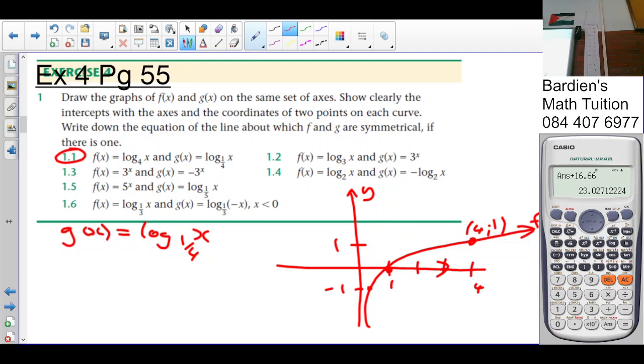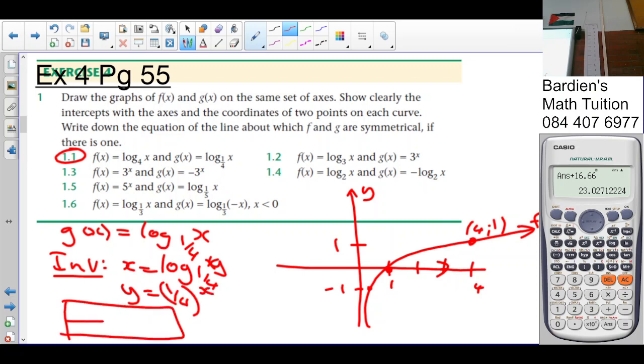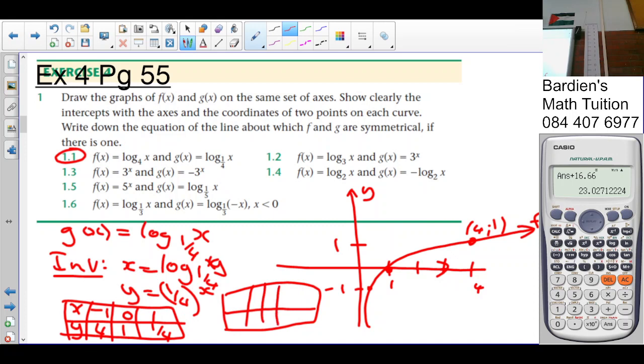You understand? So again, what do we do for the inverse function? Interchange x and y. So it's going to be x is equal to log x base a quarter. So log y base a quarter. So y is equal to a quarter raised to the exponent x. So again, we draw the table for the inverse function. That is then going to give us 4, 1 and a quarter. So for the inverse function, now interchange x and y. So it's minus 1, 0 and 1. 4, 1 and a quarter.